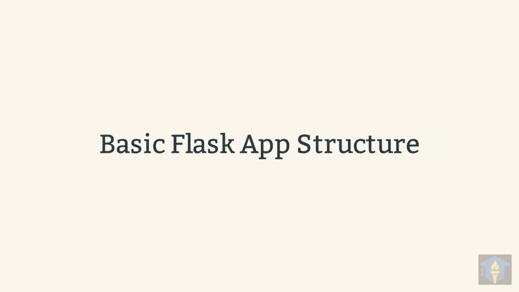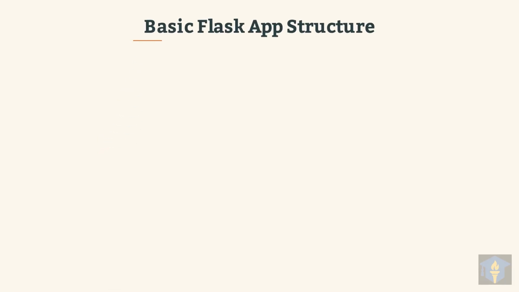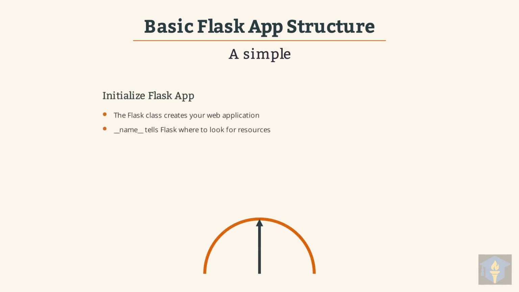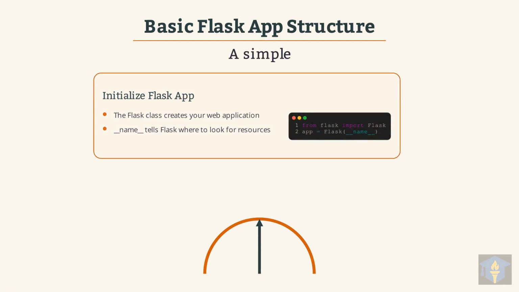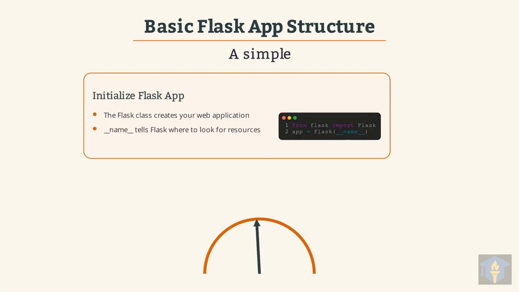Now, let's look at the basic structure of a simple Flask application, step by step. We'll build a very simple Flask application to understand its fundamental components and how they work. The first step is to initialize your Flask application, which sets up the core web server. The Flask class creates your web application, and __name__ helps Flask locate resources properly. This code imports the Flask class and then creates an instance of your application named app.